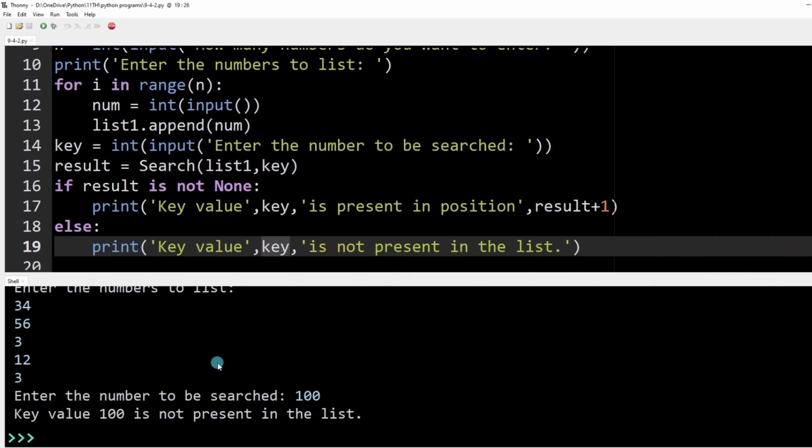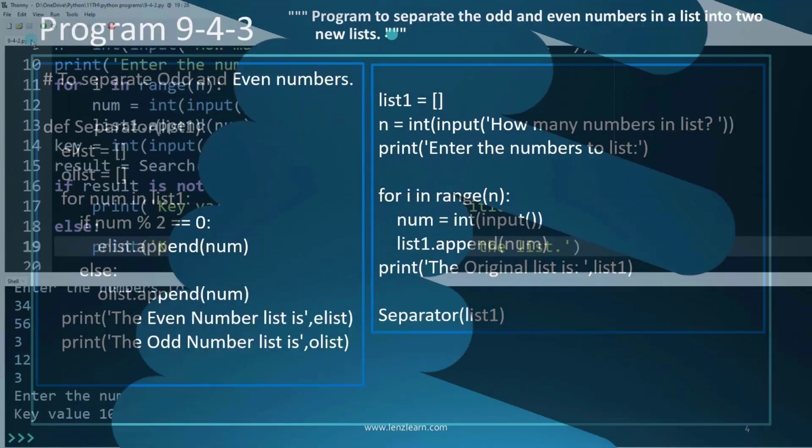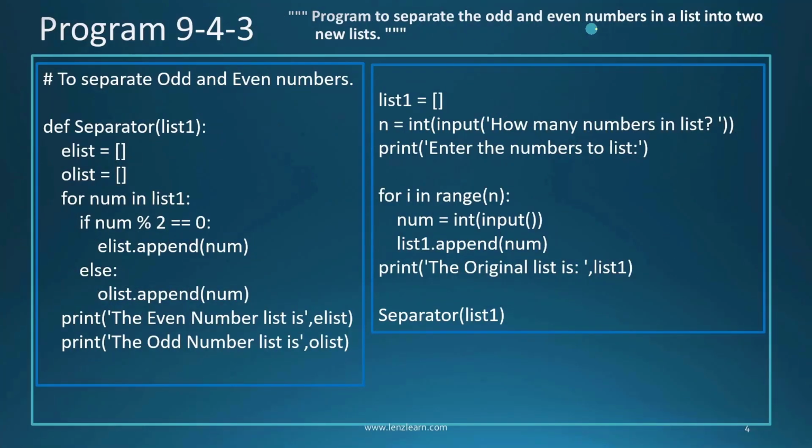So now let us continue to the next program. In this program we have to separate odd and even numbers from a list into two separate lists. So we have a user-defined function here, and the name of the function is separator. It will accept a list. It will read each number from this list. If it's an even number, it will be added to a list called even list, which I have represented here as elist. And if the number is an odd number, it should be added to odd list. Okay, I have represented it as olist over here.